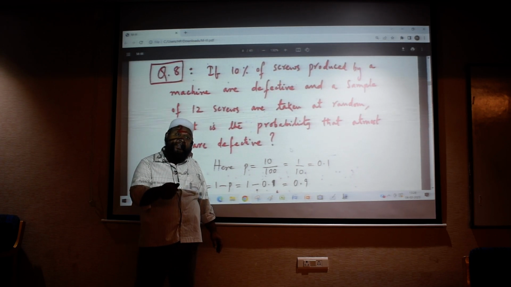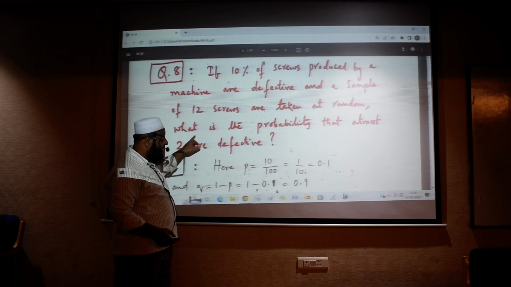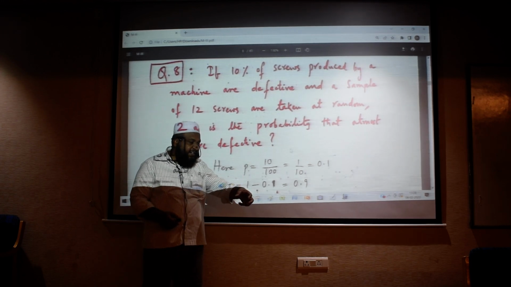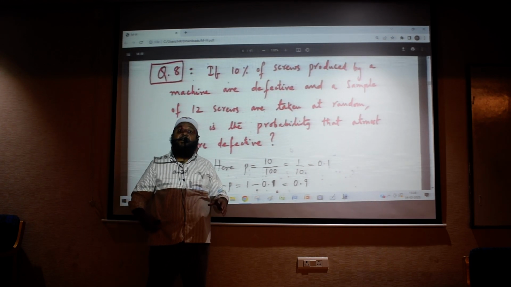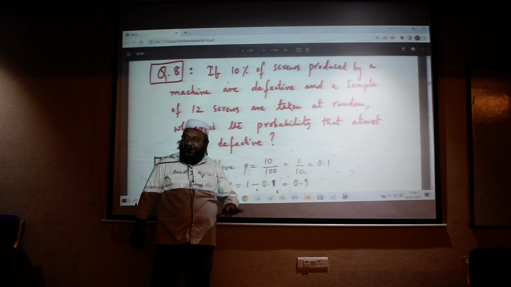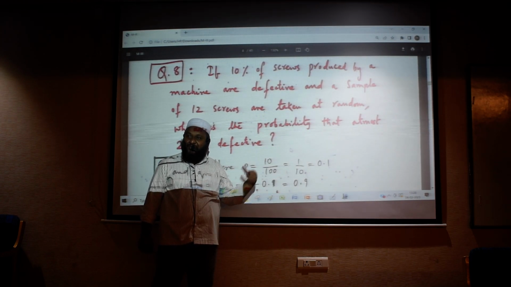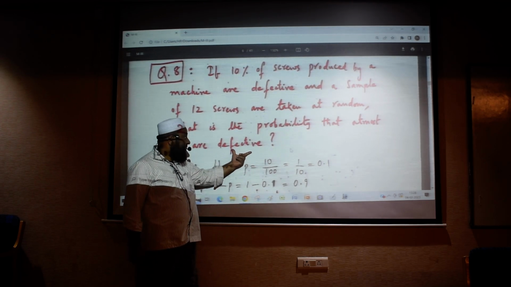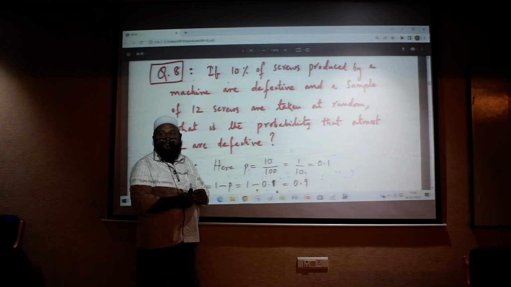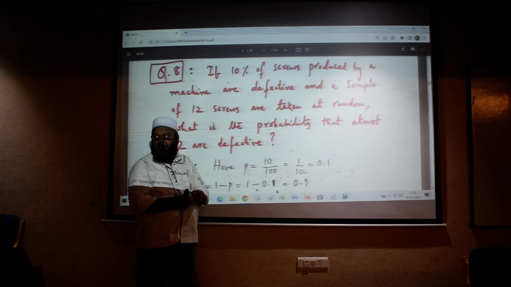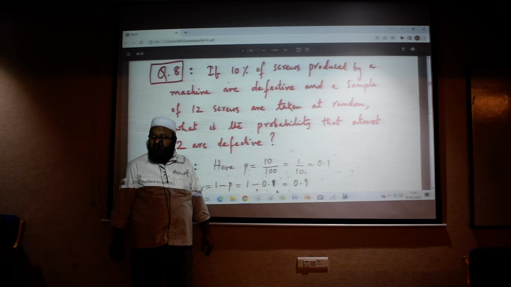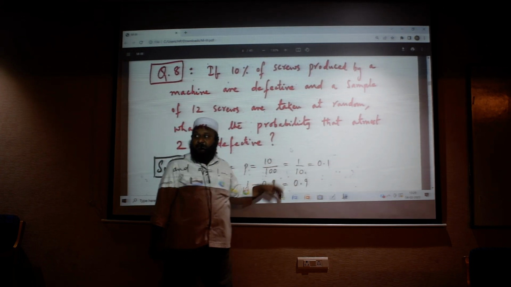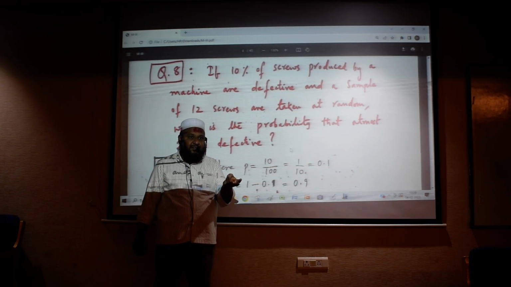Now, the question is asking about defective. So getting a defective screw is our success actually. We are not purchasing a defective screw, we are calculating the probability. So probability is to be calculated for defective, so getting defective becomes success. Very nice. So how many successes do we want? At most 2. At most 2 means 0 successes, 1 success, or 2 successes. I hope you understood this point.